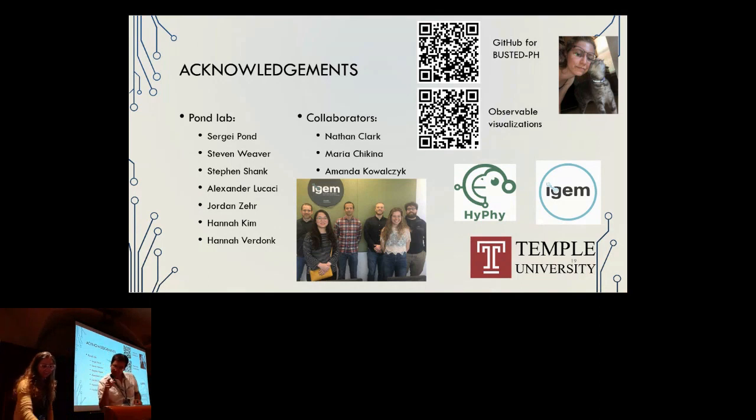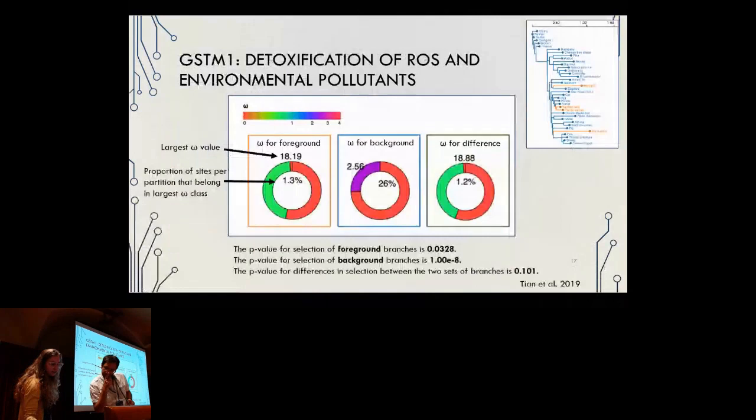Can you go back to the example? I don't know if it's the last or the second last. This one? GSTM1? Yes, this one. I think this one. So here you don't see any difference between the two, but clearly the branches are very long, right? This on the foreground. So how do you explain this if there's no difference there?